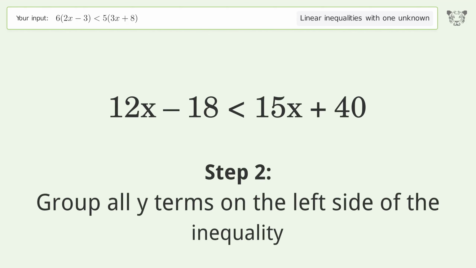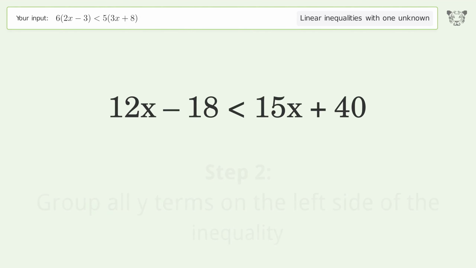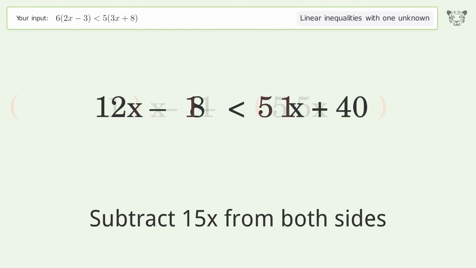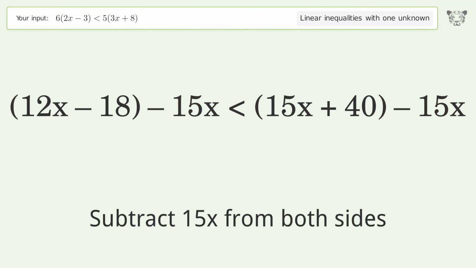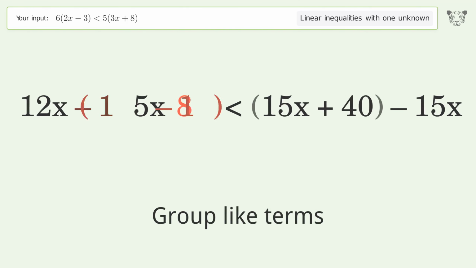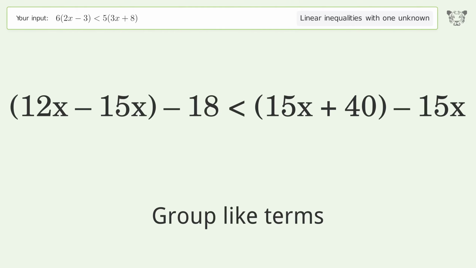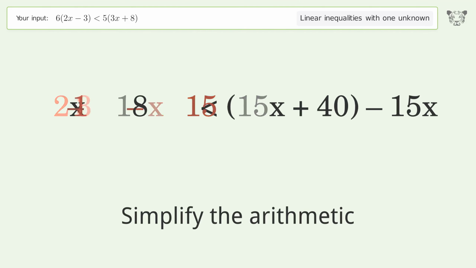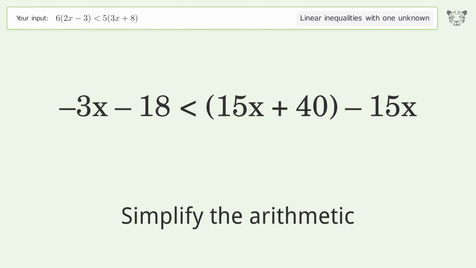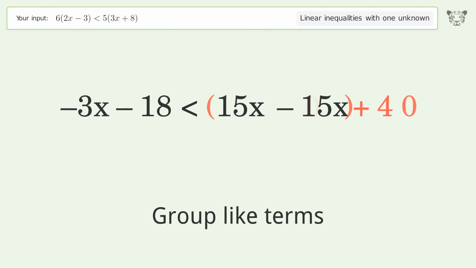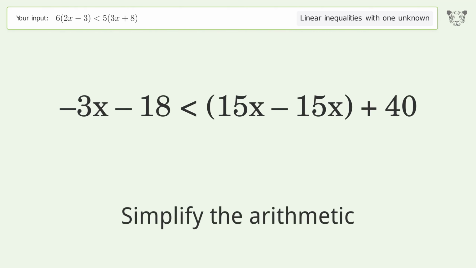Group all y terms on the left side of the inequality. Subtract 15x from both sides. Group like terms. Simplify the arithmetic. Group like terms. Simplify the arithmetic.